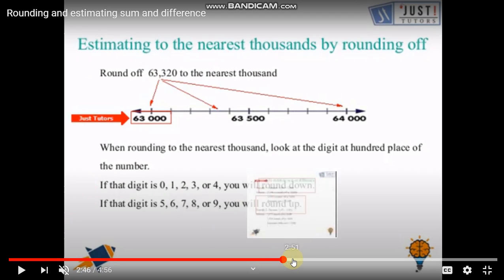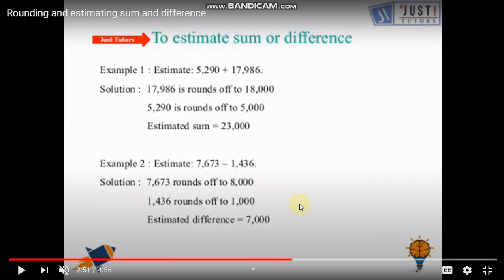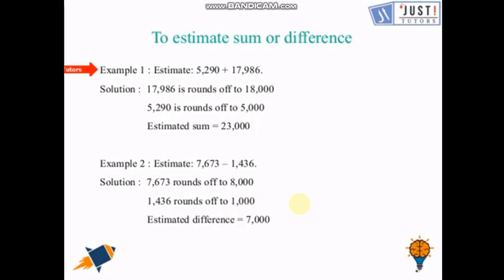Now we have learned the rounding to the nearest 10, 100 and 1000. Then we can learn to estimate a sum or difference. Sum means addition, difference means subtraction.